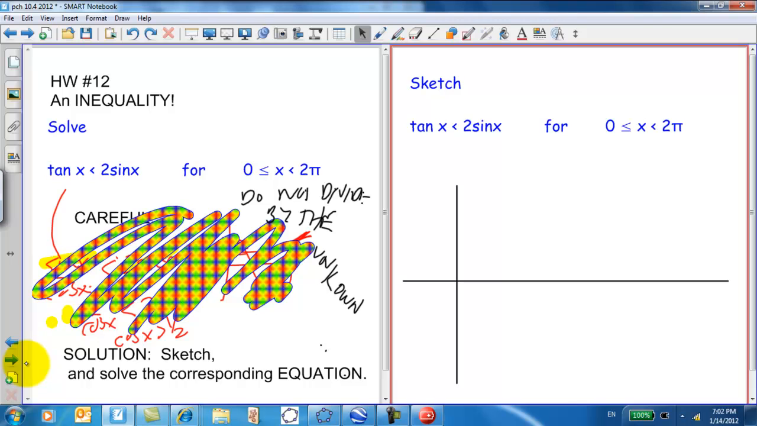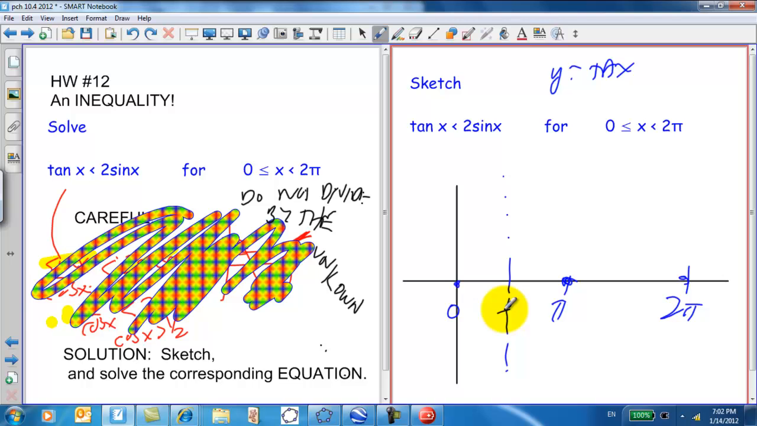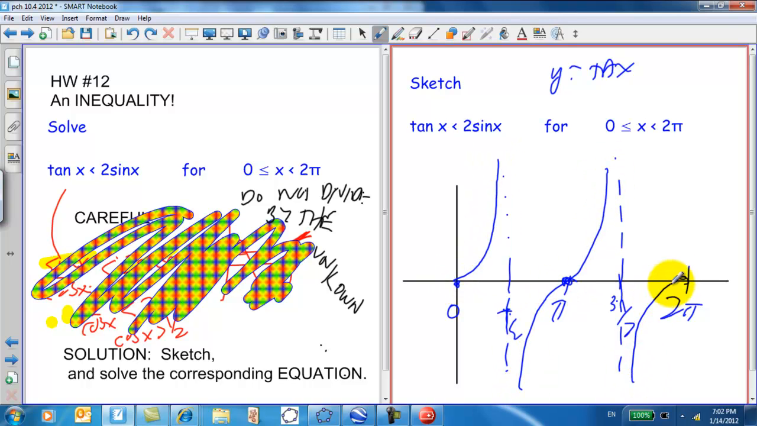You've got tan x is less than 2 sine x. So let's graph tan x. Y equals tan x from 0 to 2 pi. Well, it equals 0 here at 0, pi, and 2 pi. And remember, at pi over 2, the tangent's undefined, and also at 3 pi over 2. So we get these branches like that. There's your tangent function, and we can look at that as y1.